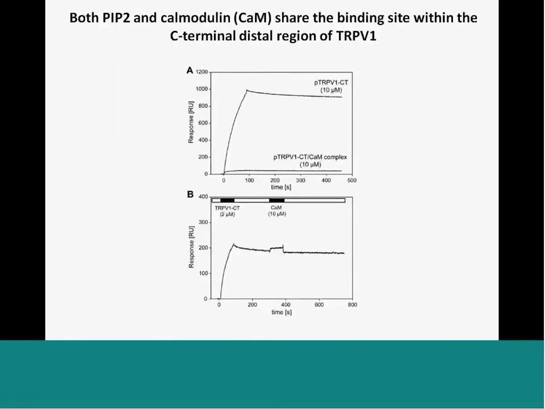So from the data, I forgot the slide. As I mentioned in the introduction for this project, the C-terminal part of this receptor is able to interact with PIP2 and also with calmodulin. We were interested whether the binding of these two compounds, PIP2 and calmodulin, could be shared by a binding site within the C-terminal distal region of the TRP1 receptor. As you can see in the upper part of the picture, there is an interaction over the surface enriched with PIP2 liposomes, with the TRP1 C-terminal part of the protein, and there is a nice interaction curve.